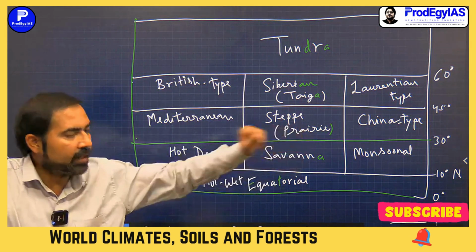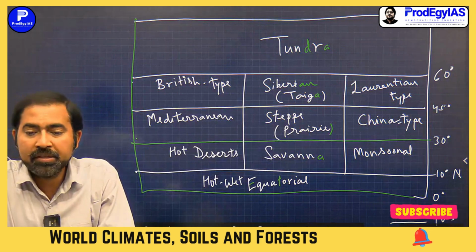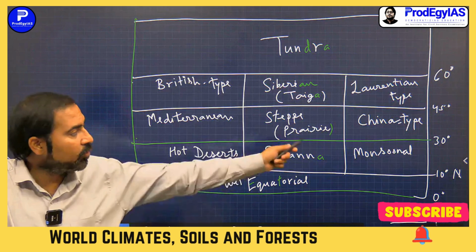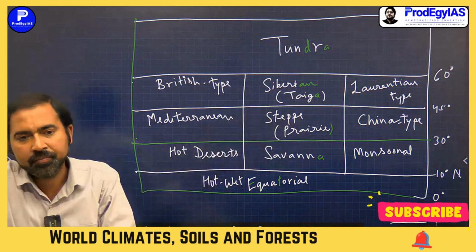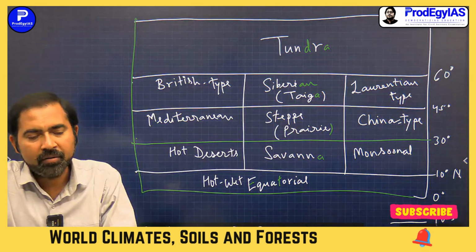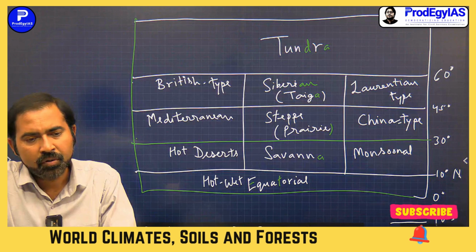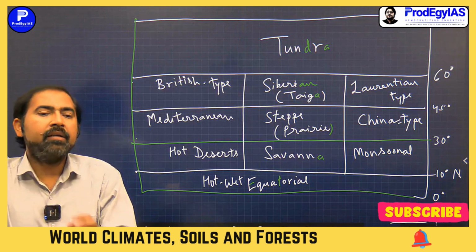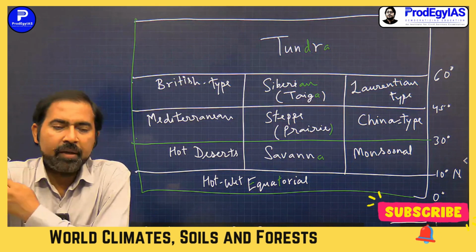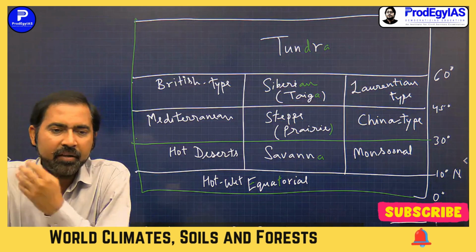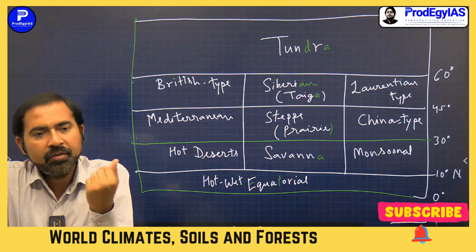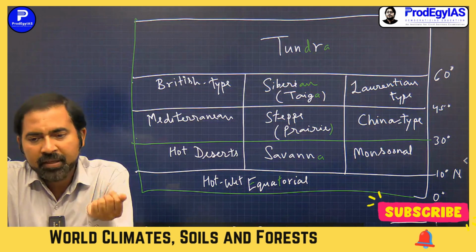Like in this China type climate, most of the China type forests are technically known as warm wet forests. In China type climate, the forest type is known as warm wet forests. And in the current scenario, most of the warm wet forests have been cleared, and in their places, now they are growing wet paddy. Paddy farming is there.